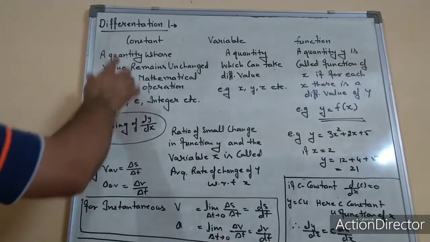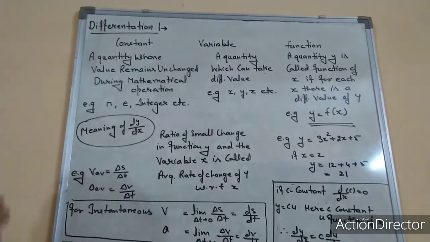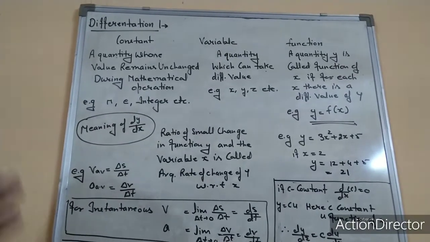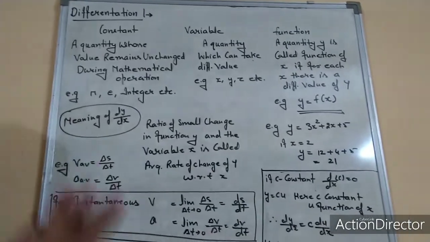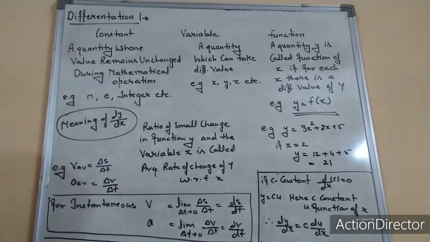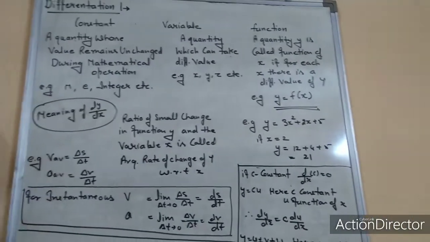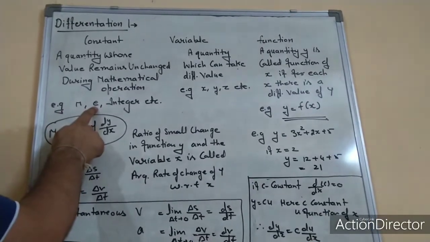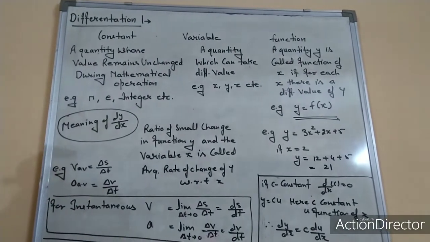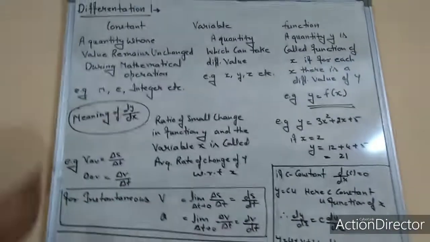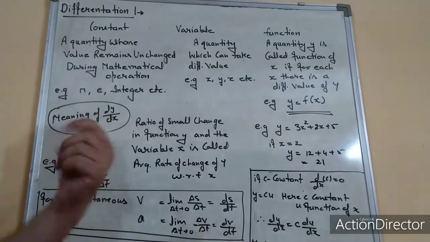Let us start. What is a constant? A constant is basically a quantity whose value remains unchanged during mathematical operations. In short, we can say that anything which does not change with respect to time, whatever value you provide, is called a constant. For example, pi, e, integers, these are fixed values that never change with respect to time. This is called a constant. While variables are those quantities which can take different values.